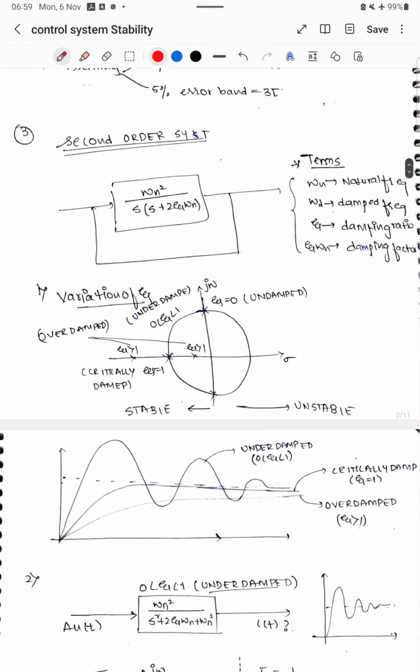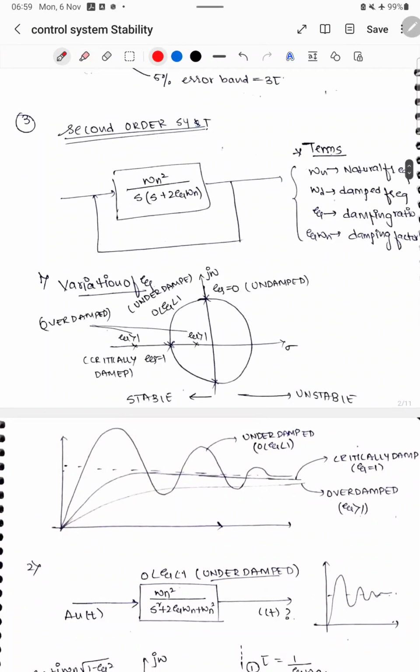Now moving to second order system. Second order system standard equation would be omega n square upon s into s plus 2 zeta omega n. This is nothing but the forward gain. Now to remember different zetas, we shall keep one diagram into consideration, one circle.